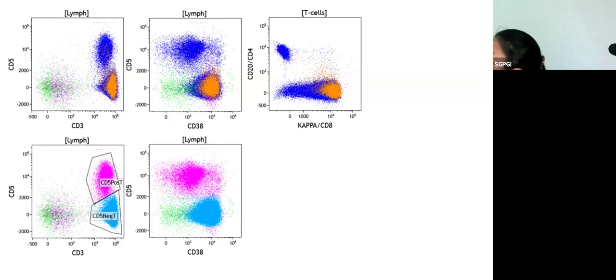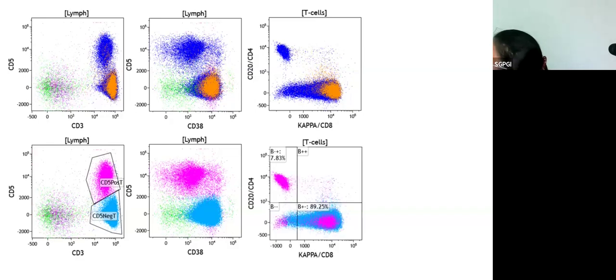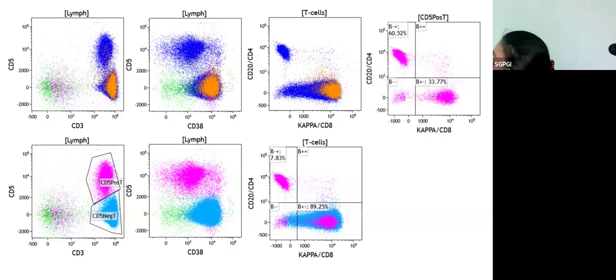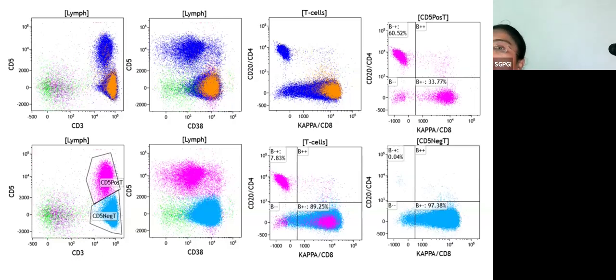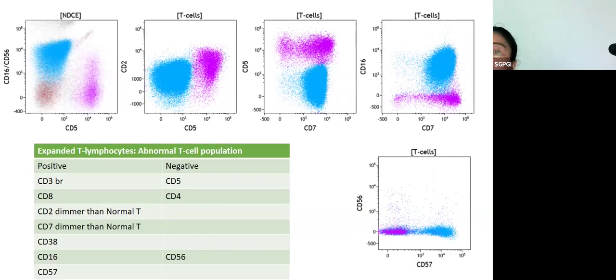So if we are to color these 5 positive and 5 negative populations separately, we realize that among the 5 positive population, you have a nice split of 4 and 8, while the blue population appears to be positive only for 8. So this can also be looked at in these separate plots where you're looking at the 4-8 split of these populations. So the 5 negative population, you have nearly 97% cells that are expressing 8 at a heterogeneous intensity. So LGL proliferation, cytotoxic in type, and lacking CD5.